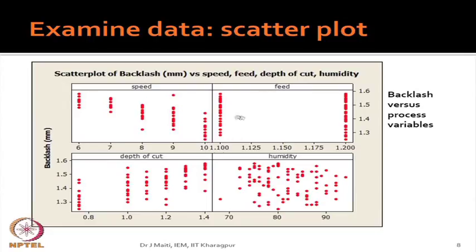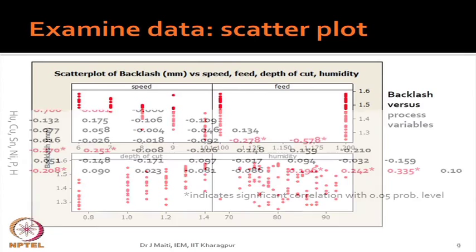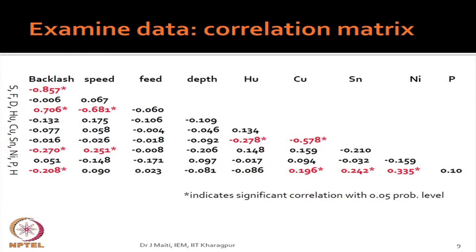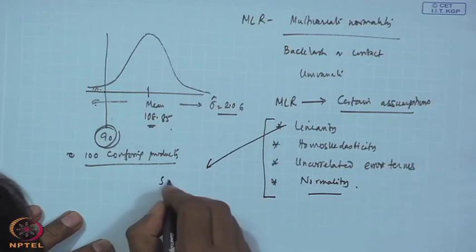Similarly, if you see feed, it is difficult to tell, but the variability here is more, here is less, and it is not clear whether backlash will decrease or increase with feed; that type of relation is not there. But in case of depth of cut, there is a clear-cut increasing relationship, while in case of humidity again it is random, very difficult. So, first, what do you require? You require to see the scatter plot.